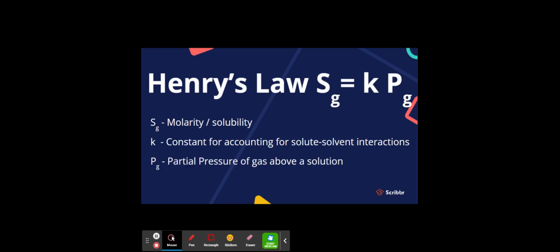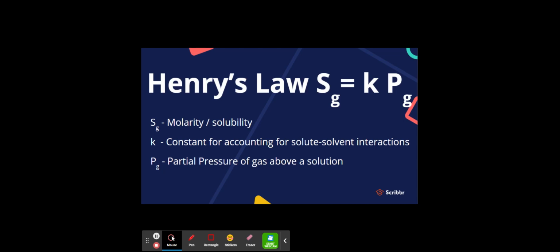And here is an equation that goes with that idea. It's called Henry's law. It's S equals Kp. S stands for the molarity or solubility of a substance, like how many moles per liter you can dissolve of something into a solution.